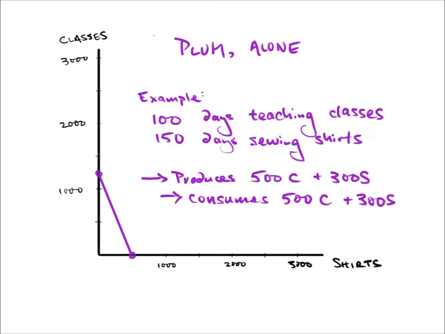And then Plum picks a point. So let's suppose that Mr. Plum decides he's going to spend 100 days of the year teaching classes and 150 days sewing shirts. So then that means that Plum can produce 500 classes. Okay, so here's 500 and 300 shirts. Okay, so that's this point right here.